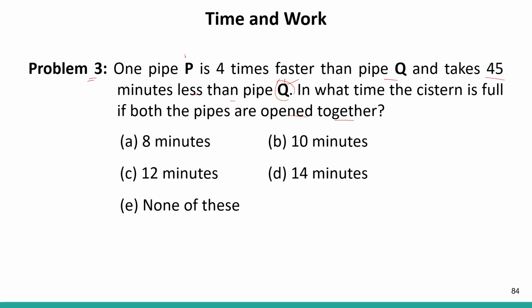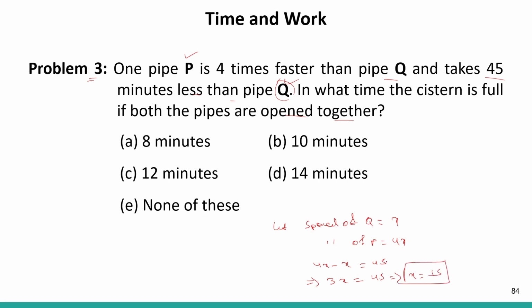So one pipe P is 4 times faster than pipe Q. Let the speed of Q be x, so the time for Q is 4x. So the speed of P is 4x and the difference, 4x minus x, is equal to 45 minutes. So 3x is equal to 45, which implies that x is equal to 15.